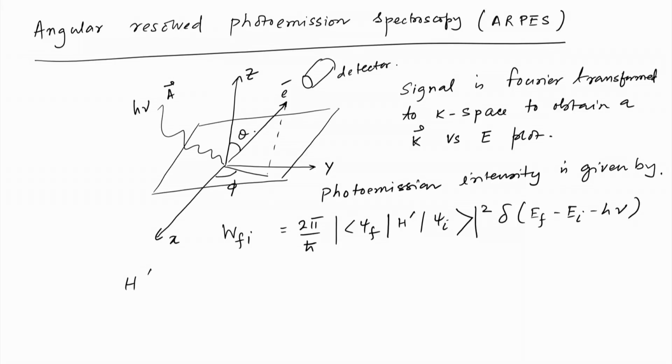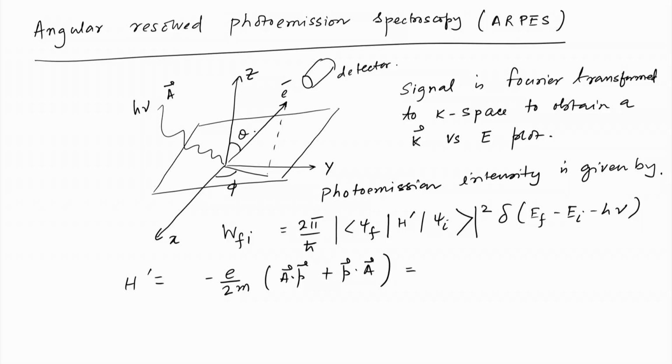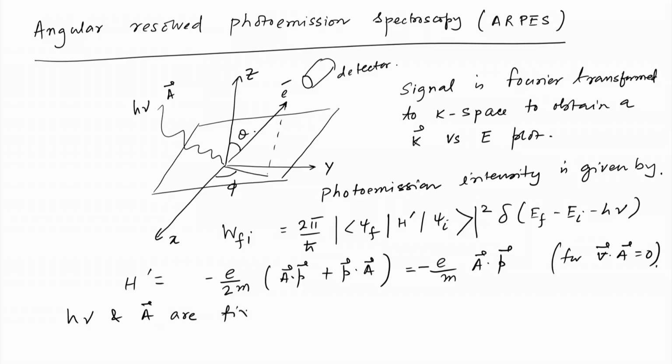And this H prime is nothing but e by 2m times A dot P plus P dot A, that is the coupling between the vector potential and the momentum of the electron. By a suitable choice of gauge, that is divergence of A equal to 0, this e over 2m becomes e over m A dot P, as both the terms become equal and add up to give a factor of 2 which cancels with this 2. For a given gauge, I simply write it as this, and this can be shown. Now, h nu, which is the energy of the photons, and A are basically fixed for a given radiation during experiments.